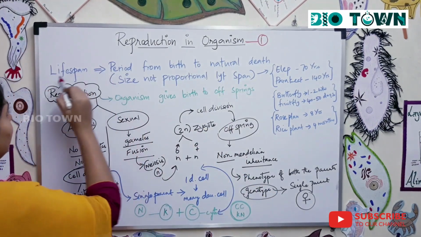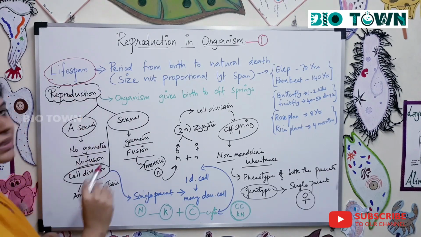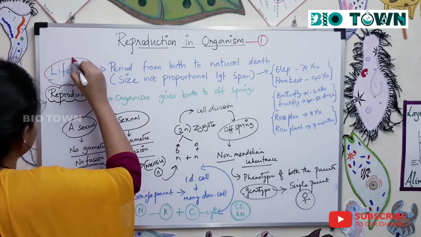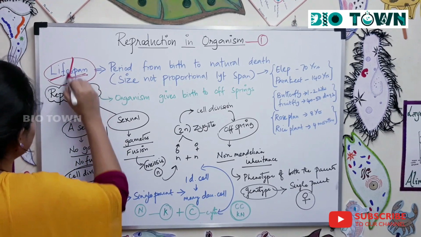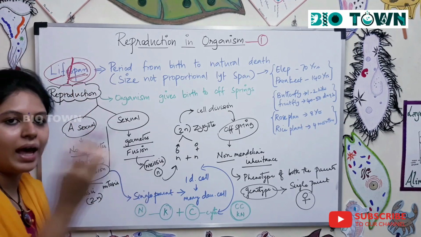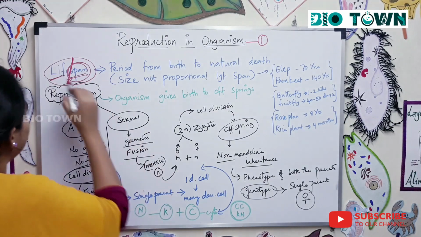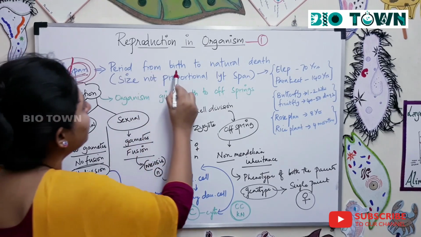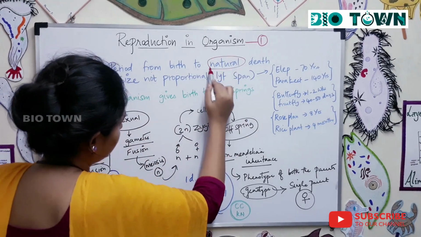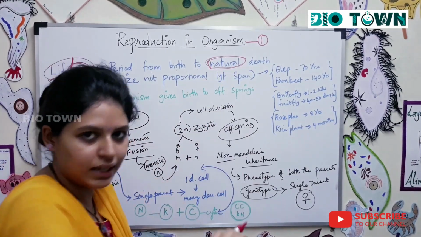So first we have to know what is lifespan. You can split it into two, life and the span. Span, so what do you call it as span? The amount of time. Next is life, which means the period from birth to natural death. So here you have to know the point, natural death.